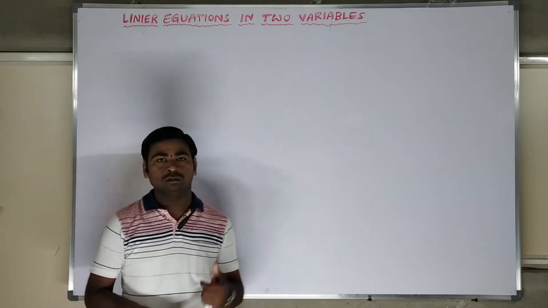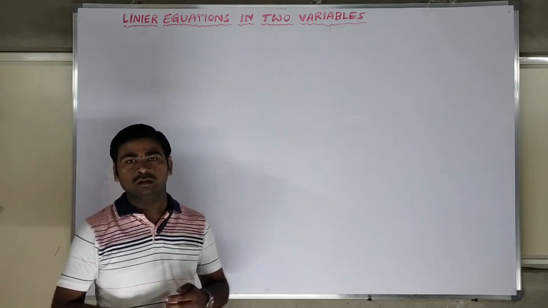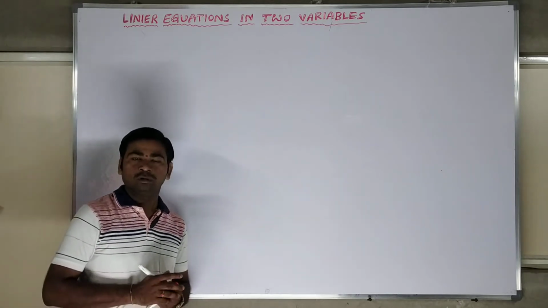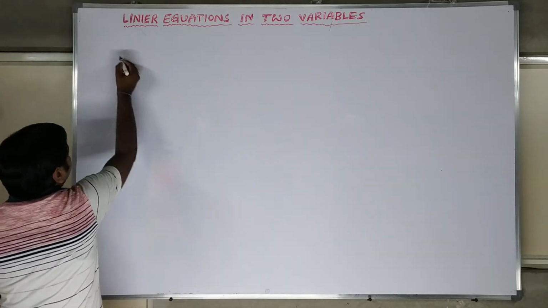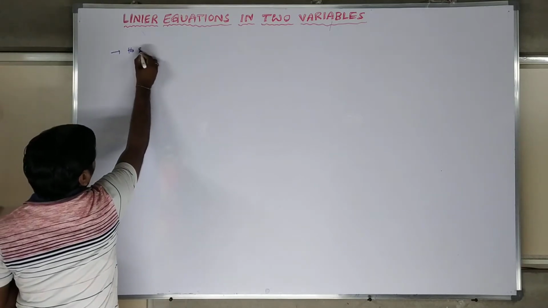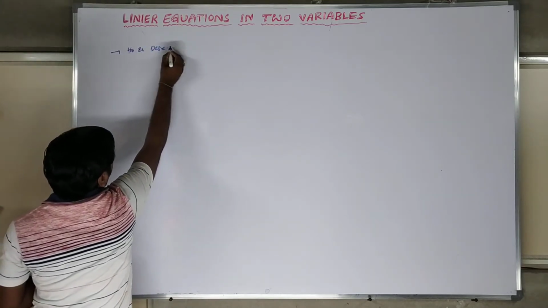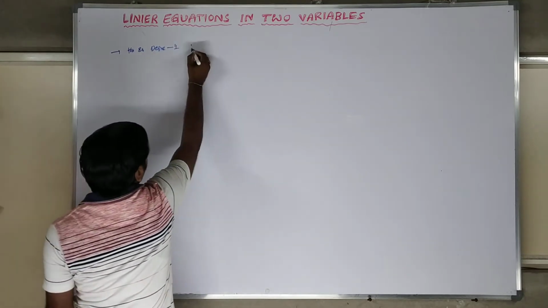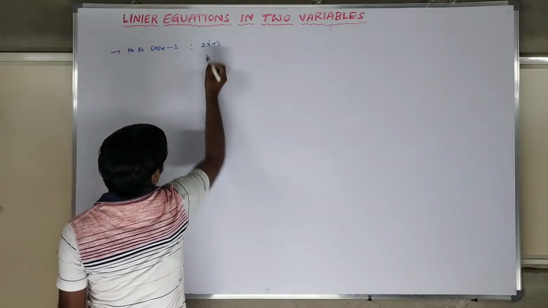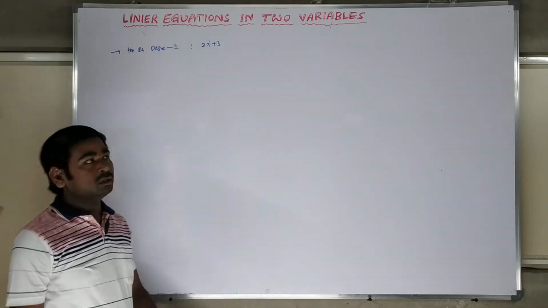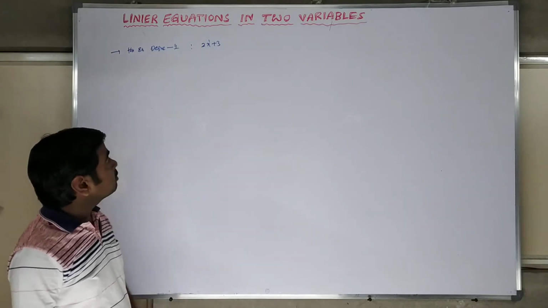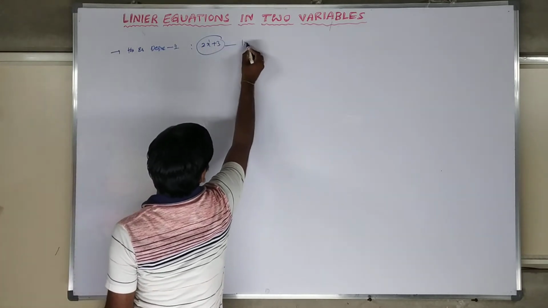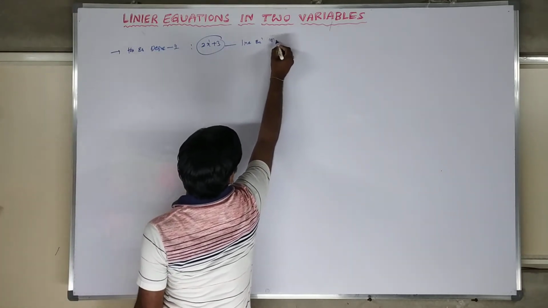Basically, equations are classified as linear, quadratic or cubic depending upon the degree of the given equation. If the degree of the equation is 1, it is called a linear equation. For example, 2x plus 3: the degree of the equation is 1, so it is a linear equation. But how many variables are in this? Only one variable. This is a linear equation in one variable.